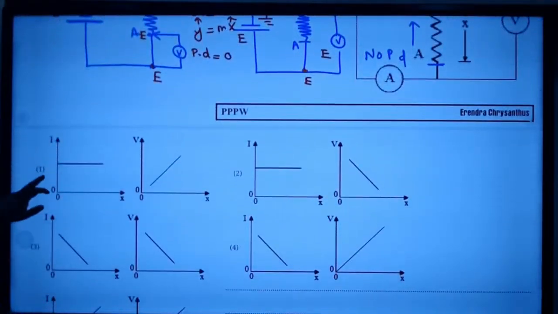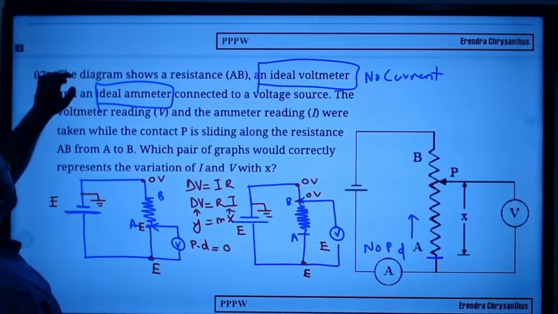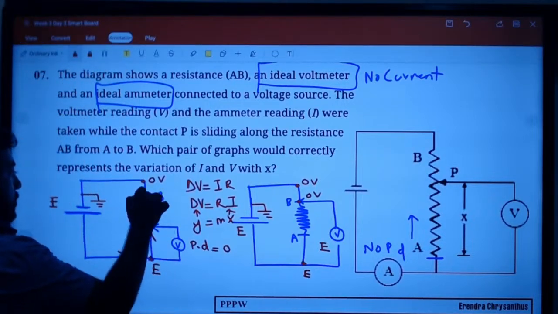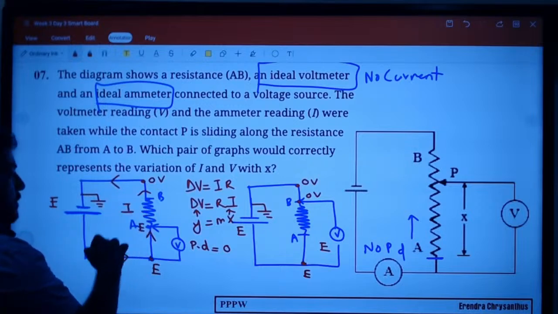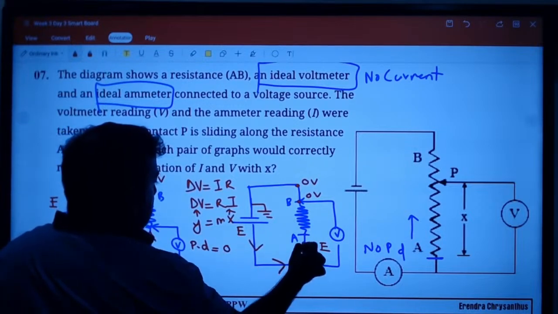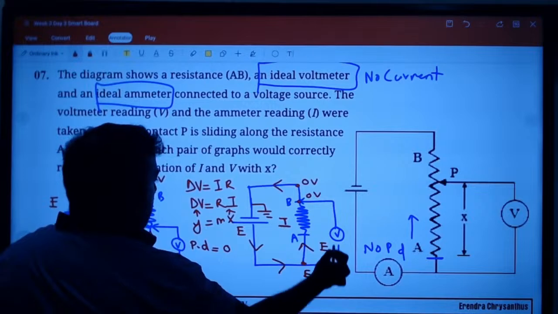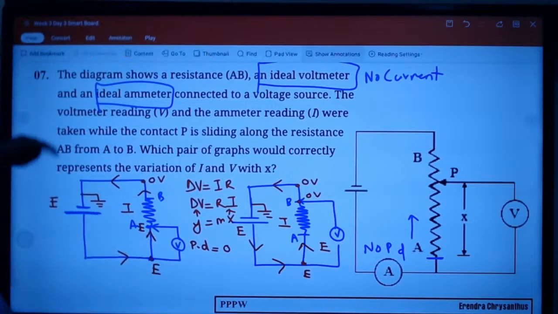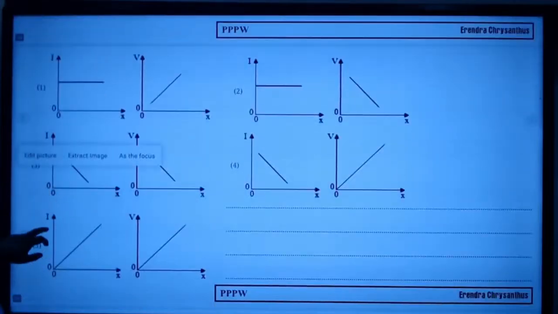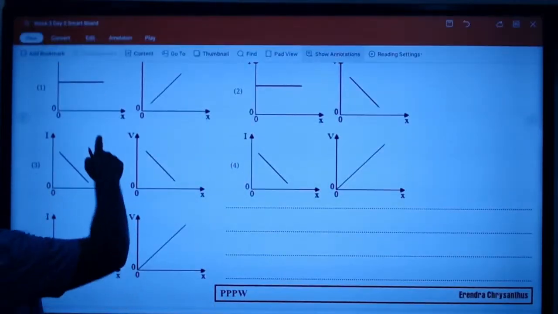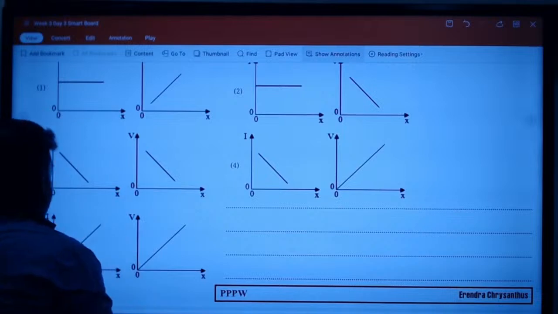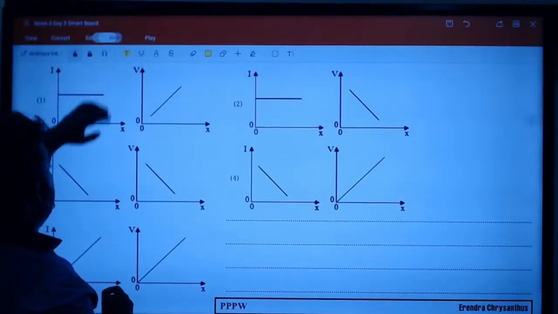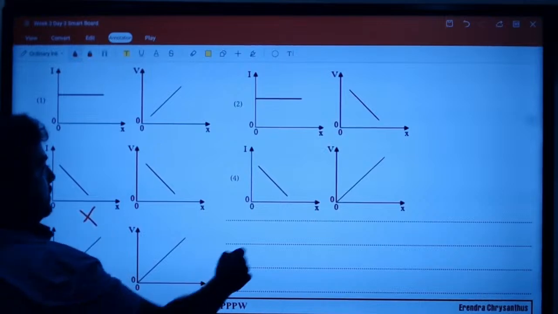Now look at this carefully. What can you say about the current in the circuit? The current in the circuit is important. Here current passes through this, the same current. No current there. So current is constant. Looking at this, you can say current is constant. All these three variables are wrong.